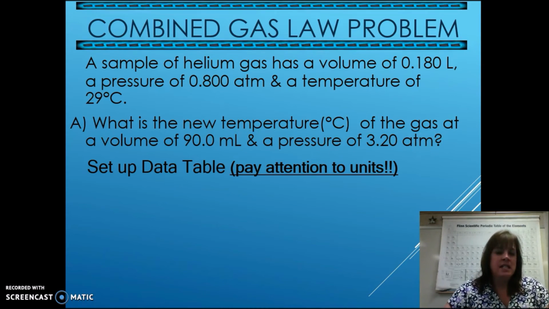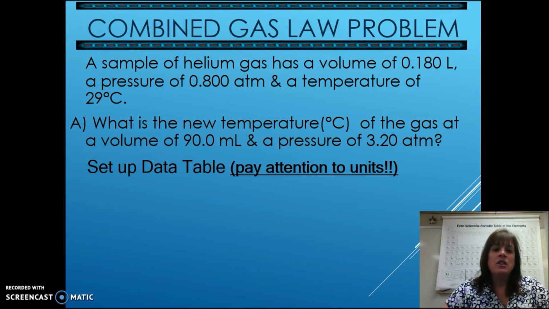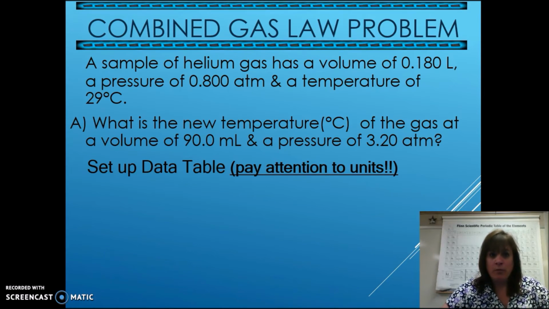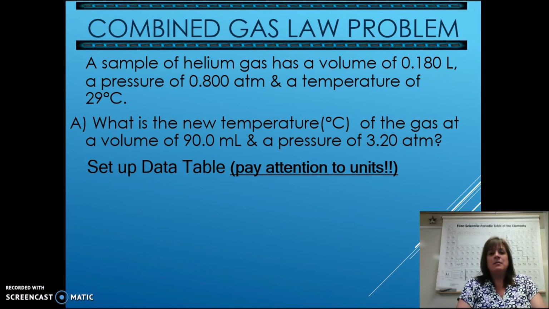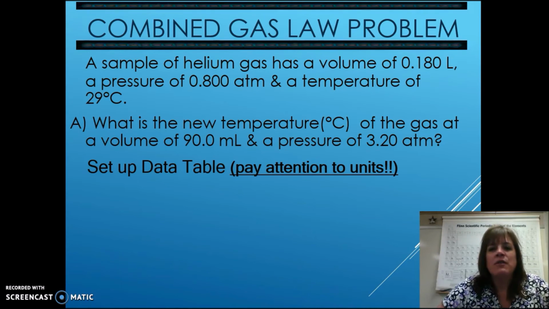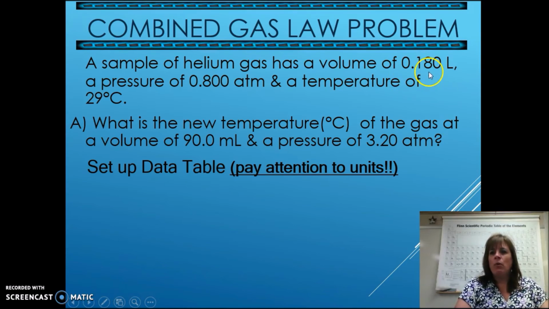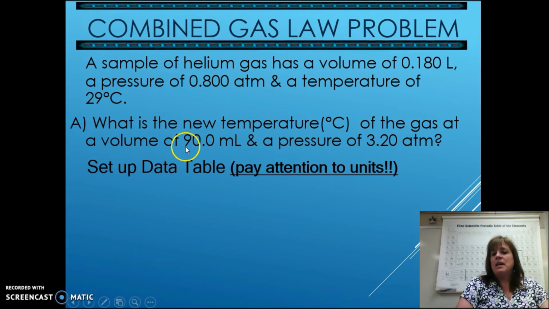So we're going to set up our data table, but I want you to pay attention to the units. The units have to be the same on both sides. So where's my problem? Well, one problem is the fact that I'm in Celsius and I need to be in Kelvin, but take a look at your units for volume. I have 0.18 liters, cool, right units, but my second conditions, I'm in milliliters, so I need to convert my milliliters to liters. So let's divide by 1,000, or move that decimal place over 1, 2, 3.